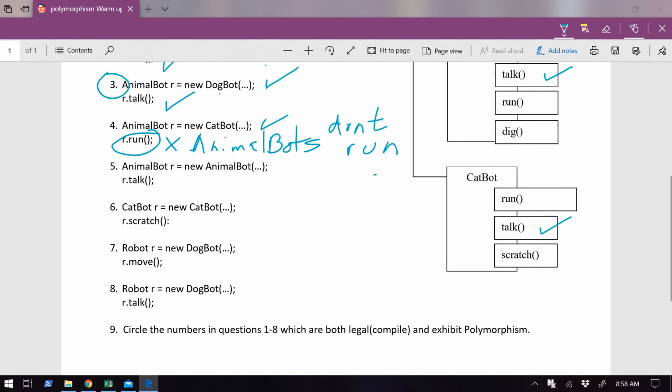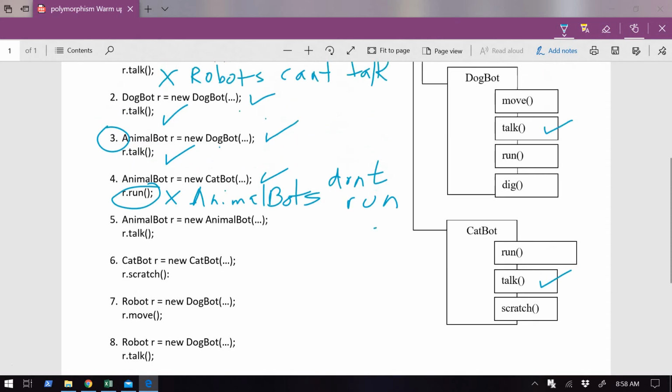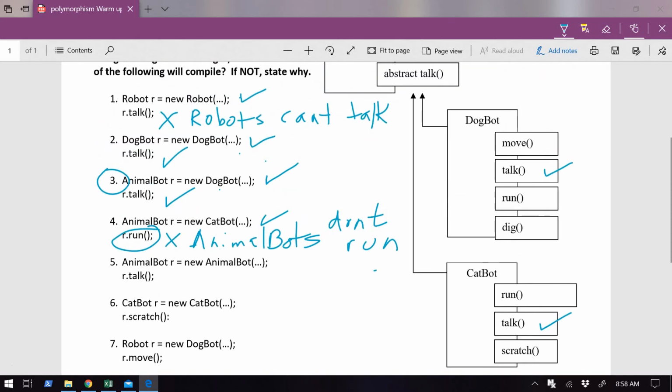Moving on to number 5. I've got something general pointing at something at the same level. So the issue there is that you can't instantiate an animal bot. And the reason why is because it's not fully defined. The talk method is abstract. So this instantiation is invalid. Can't instantiate an abstract class.